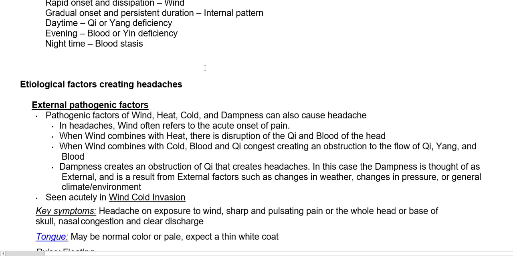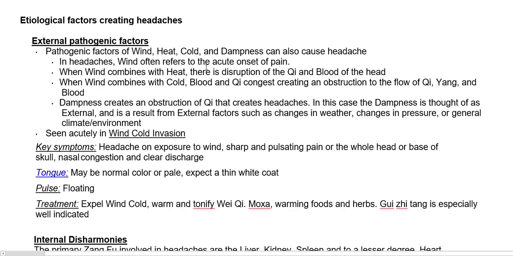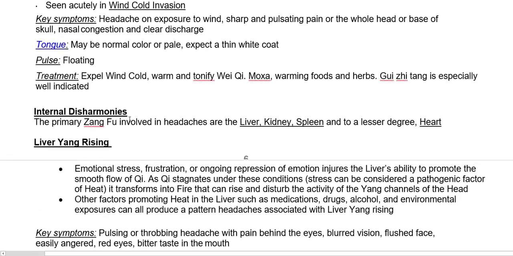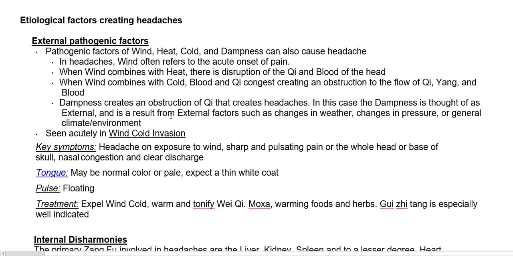Etiological factors creating headaches. There are quite a number of them. We'll spend a lot of time talking about the internal disharmonies from the patterns that we see, but let's look a little bit in general. Pathogenic factors of pretty much all of them. Wind, heat, cold, and dampness can all create headaches. Now, we don't have phlegm. We do have dampness, but we don't have stagnation up here. These are all associated with headaches.